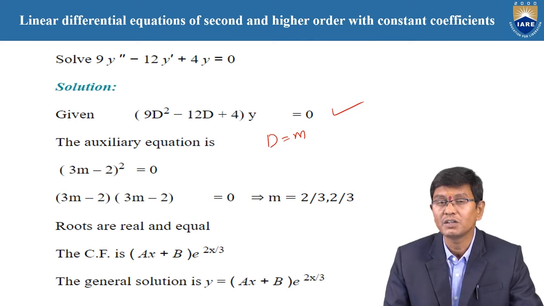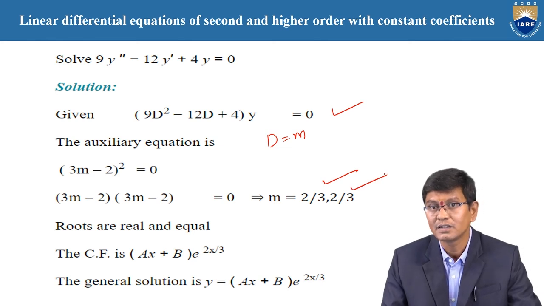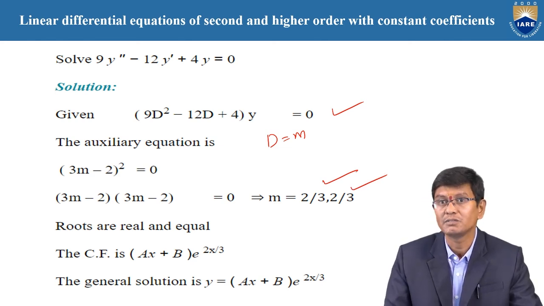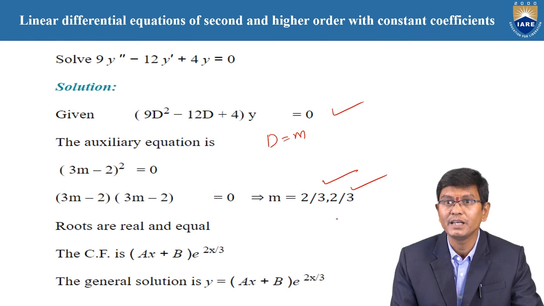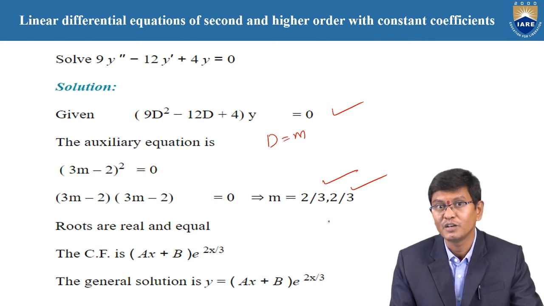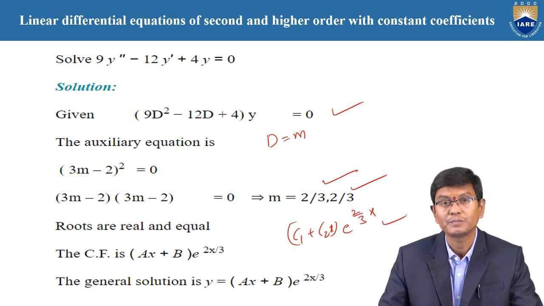Therefore, we get (3m minus 2) whole square is equal to 0. By solving this equation, m is equal to 2 by 3, 2 by 3. That means the roots are real and also equal. Therefore, the complementary function is in the form of (Ax plus B) into e power of 2x by 3, using the second category. Otherwise, you can consider (C1 plus C2 x) into e power of 2 by 3 into x.